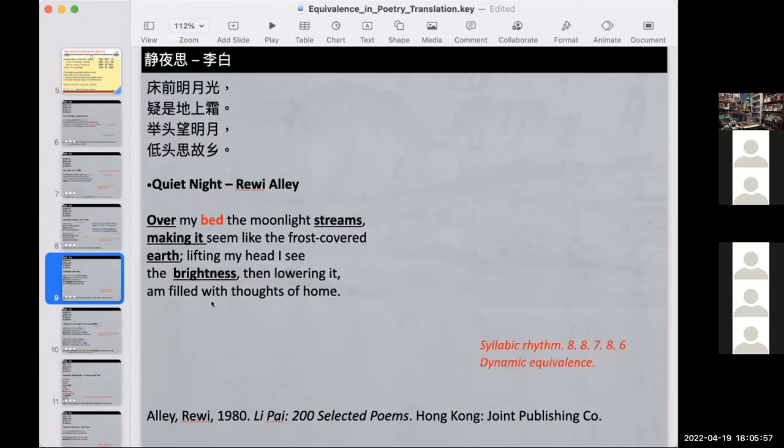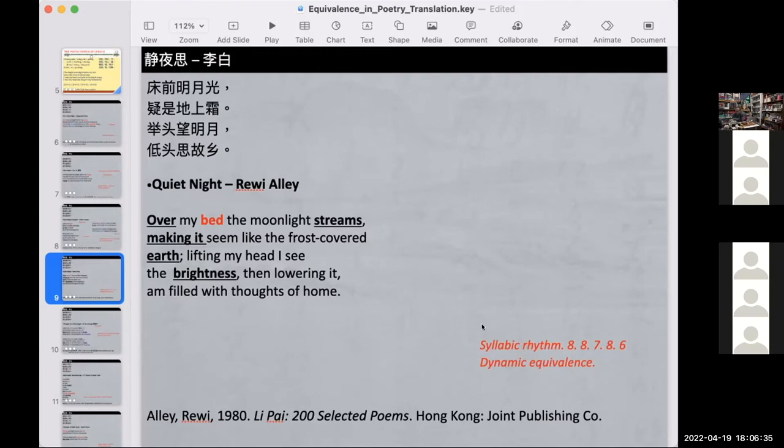Rewi Ali, he translated it such: over my bed, the moonlight streams, making it seem like the frost-covered earth. You can see he put earth here in the second line. This is called a run-on line. When the line is cut and you need to continue reading in the second line, this is called a run-on line. So, making it seem like the frost-covered earth, and then you have to stop for a while.